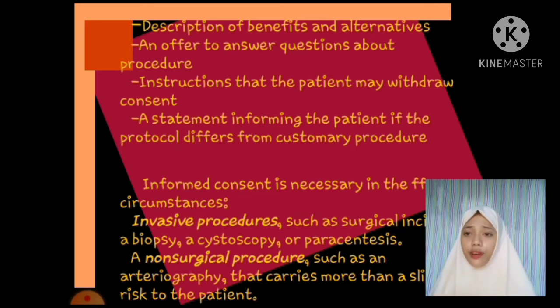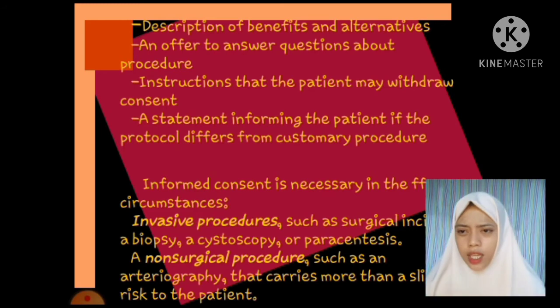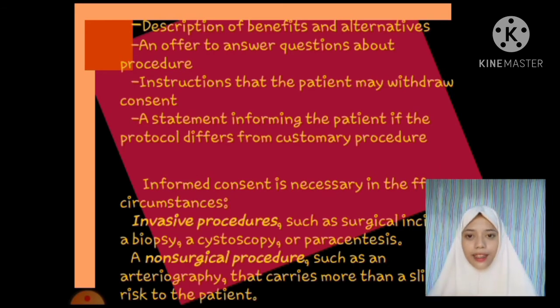So informed consent is necessary in the following circumstances, like invasive procedures. First, the invasive procedures. These procedures require surgery, such as a surgical incision, which is a cut made through the skin and tissues to facilitate the operation or procedure.